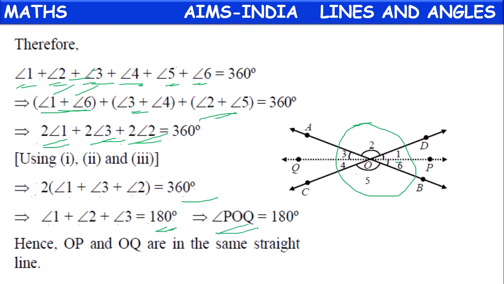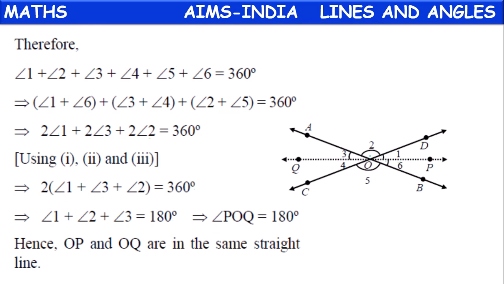So what is angle POQ? What is angle 1, 2, 3? This total angle is the angle formed at O. This side we have P, this side we have Q. So it is angle POQ. Angle POQ is 180 degrees. So OP and OQ are lying in the same straight line. So indirectly we can prove that.